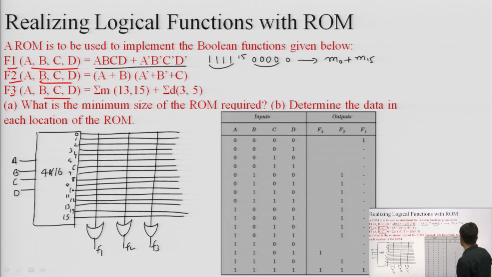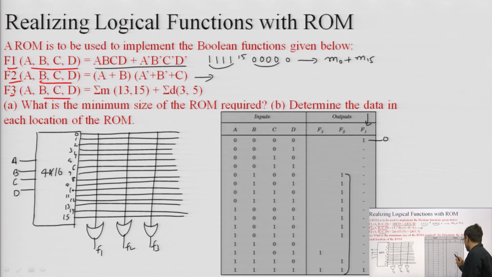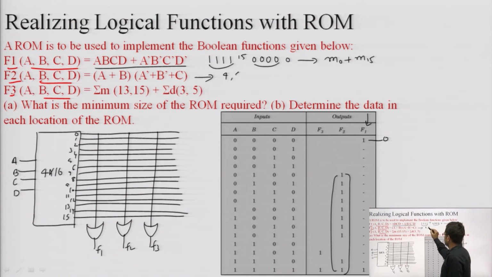Okay. So, this is F1, which is 0 and 15. Similarly for F2, this is A plus B. We first have to convert this into canonical form, and after converting into canonical form we can see the set of minterms it generates, which are 4, 5, 6, 7, 8, 9, 10, 11 and 13, 15.